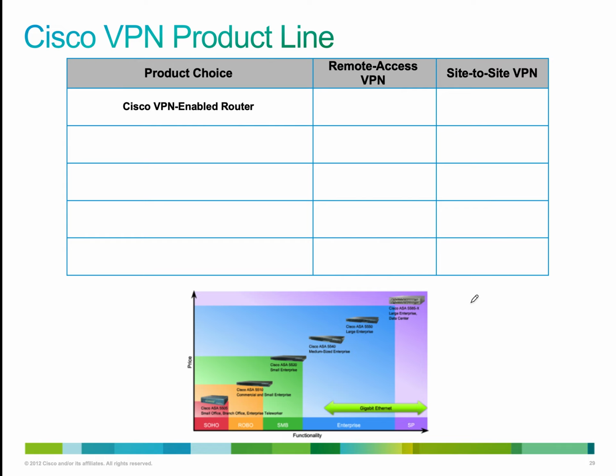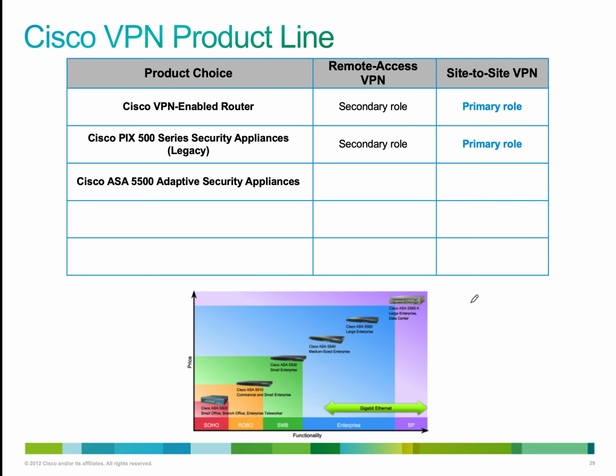Now, for example, if you choose a product like a Cisco VPN-enabled router, the primary role is site-to-site and the secondary role is remote access. Then if you choose a product like the Cisco PIX 500 series security appliance, the first one is site-to-site VPN, and the remote access is the secondary role.